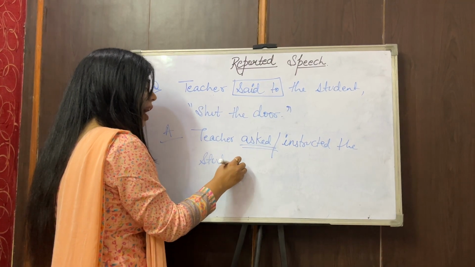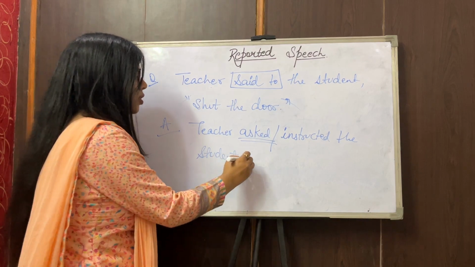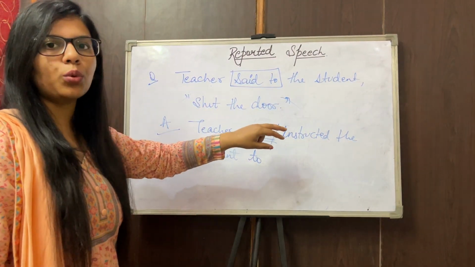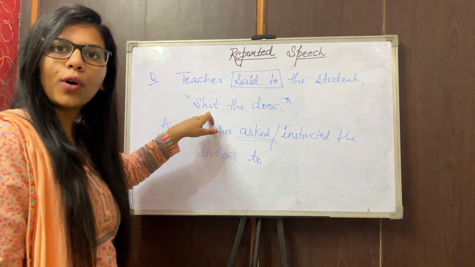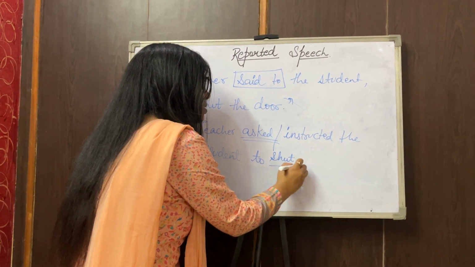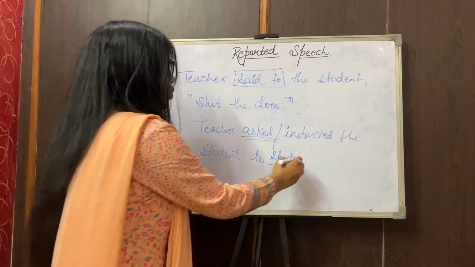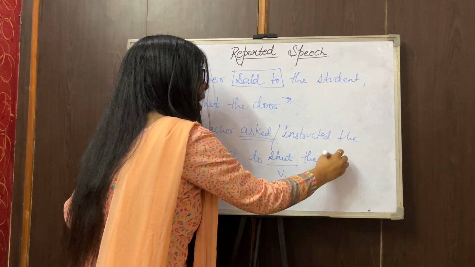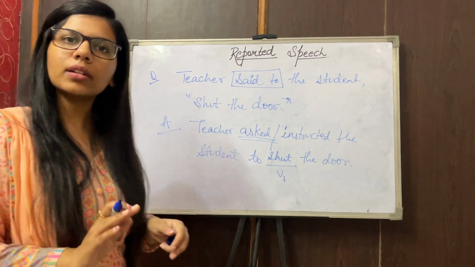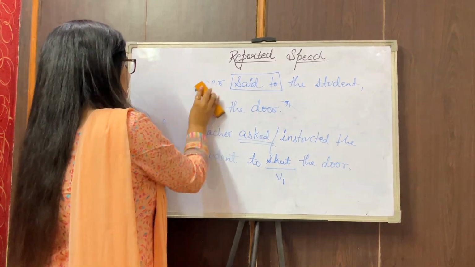Then as we have discussed, we will remove the inverted commas and what will we write? To. Now what is the sentence? Shut the door. And what is shut? It's the verb. So this will come as it is because it is already in its root form, in the first form of the verb. So, to shut the door. And that's it. We have successfully changed direct speech to indirect speech. Let's take two or three more examples to make the concept clear.